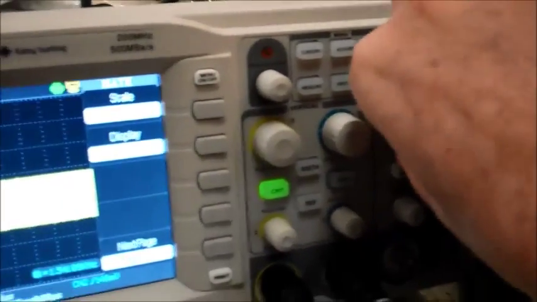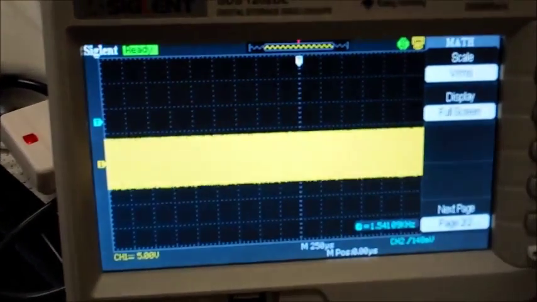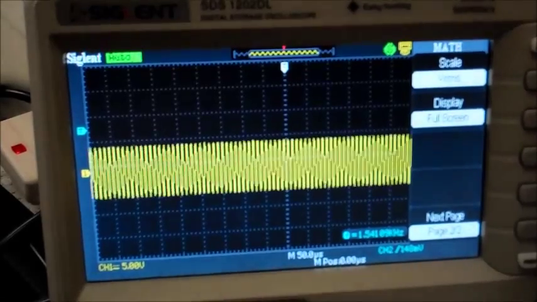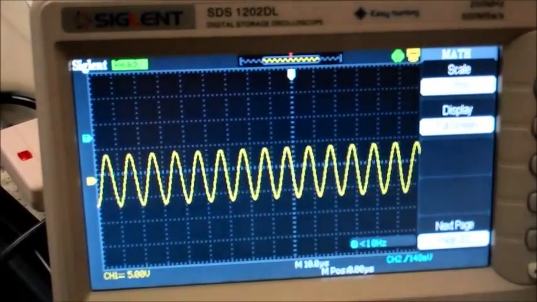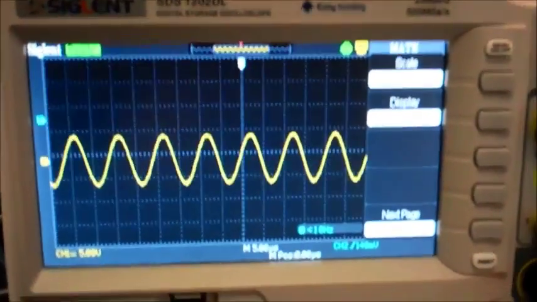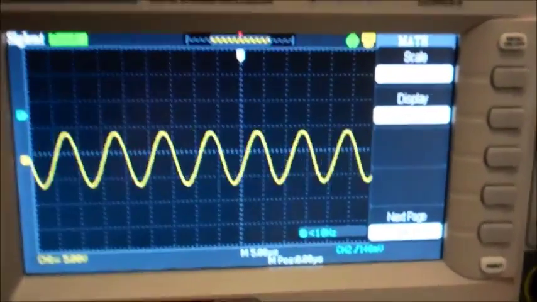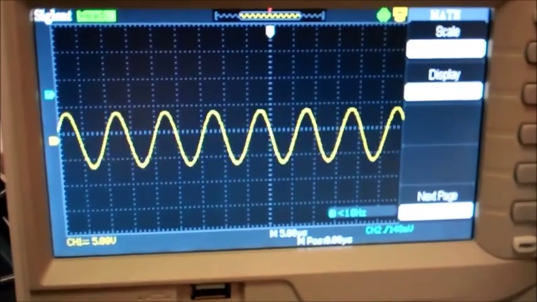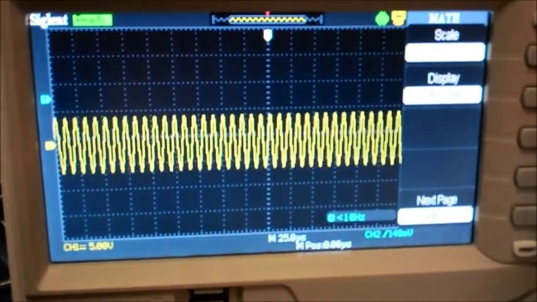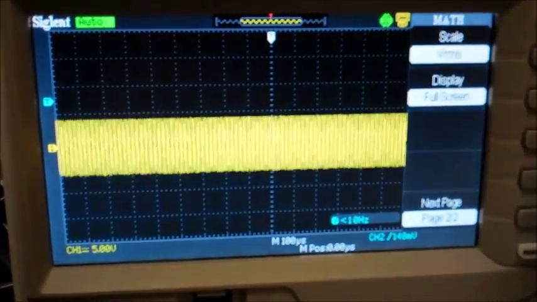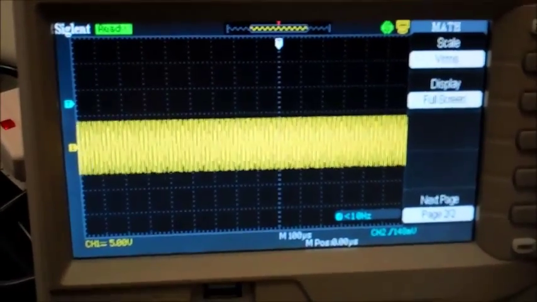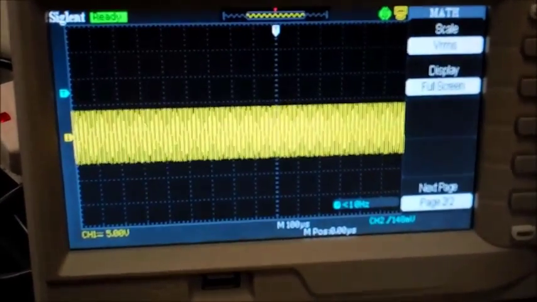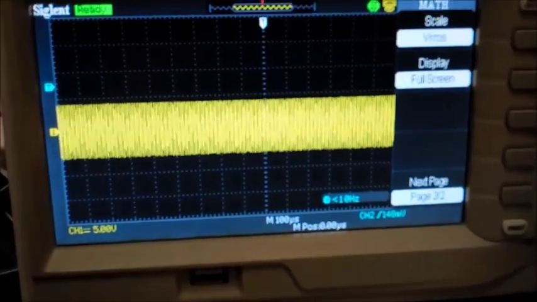Now if I just adjust the time base a little bit, we can expand the time base a little bit, and we can see, if we zoom in, that we have indeed got a sinusoidal waveform there. And as I said before, it's got a frequency of around about 100 kHz. If I zoom out, changing the time base, it just looks like a continuous yellow band because the resolution of the DSO is not capable of resolving the waveform.